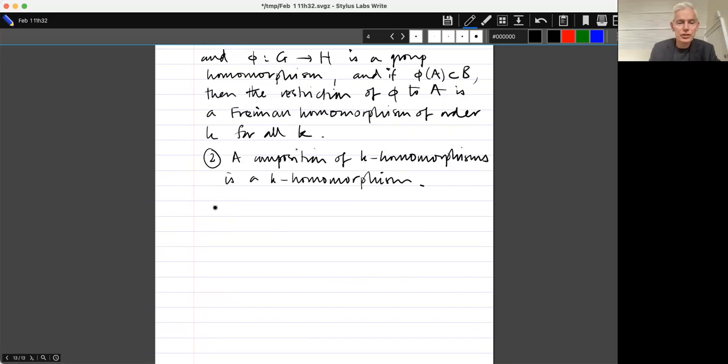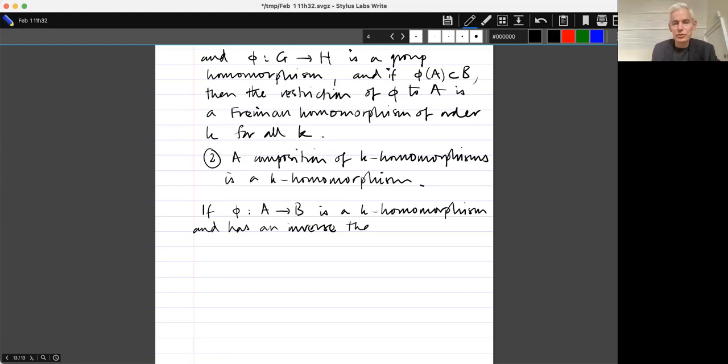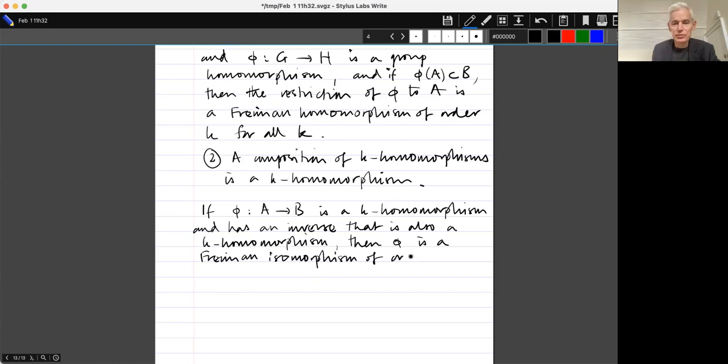Now, continuing with definitions, if phi from A to B is a k homomorphism, and has an inverse, so in other words it's a bijection, that is also a k homomorphism, then phi is, I'll write it out in full just this once, a Freiman isomorphism of order k. And of course I will abbreviate that to a k-isomorphism.